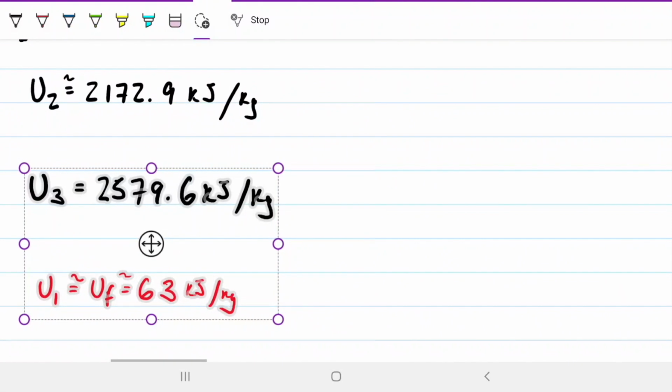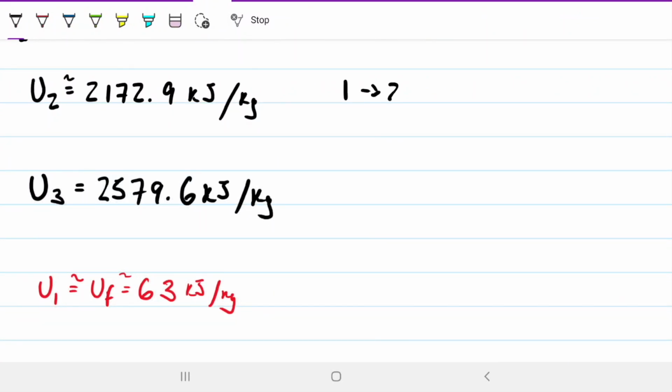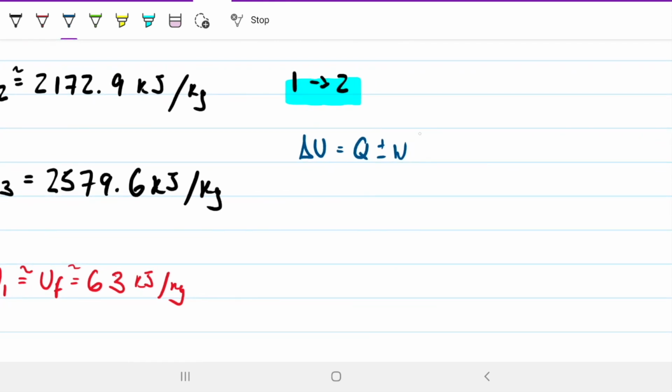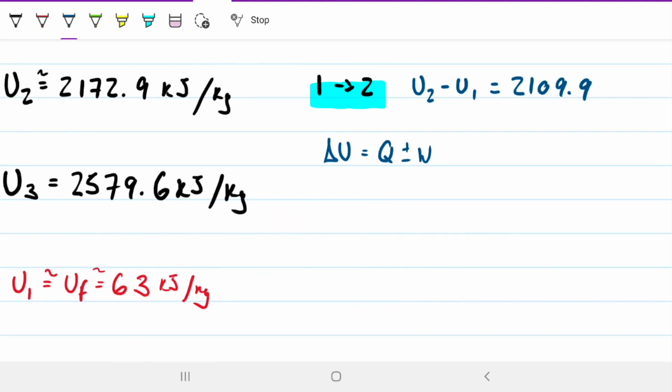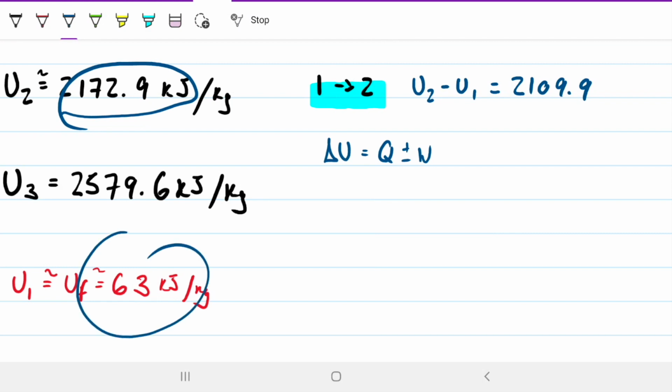Cool. Now with this, as I'm going from 1 to 2, my delta U, let's do that in blue, has to be equal to Q and work, right? What happens to my delta U? Let's have a look. Delta U is U2 minus U1. U2 minus U1 is going to give me 2109.9, right? So I'm just taking this value and subtracting this value. That's all I'm doing.